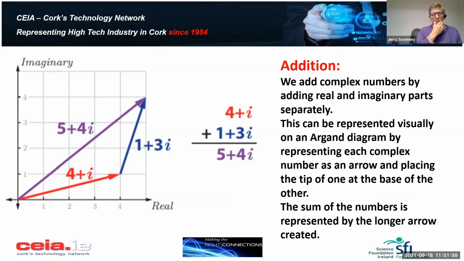Before I go on to multiplication, subtraction is exactly the same, except the arrow goes in the other direction. You just flip the arrow. So if you wanted to subtract 1 plus 3i, it's the same as adding -1 minus 3i, and you're just putting the arrows together again. So I'm not going to explicitly do the subtraction one, but the idea is the same.